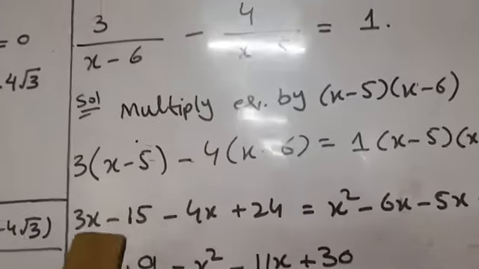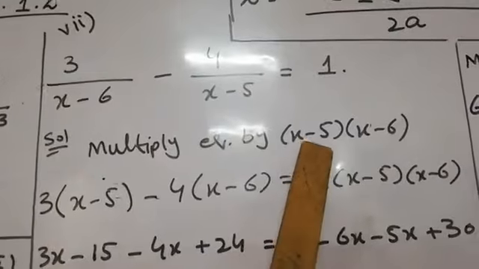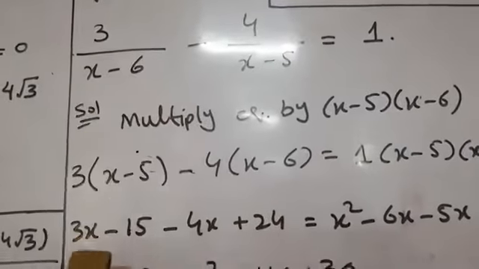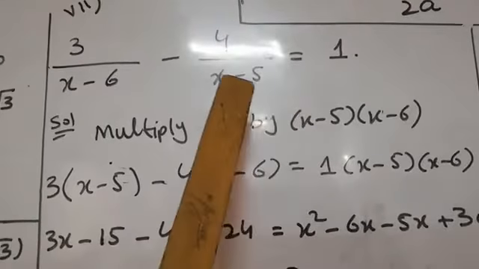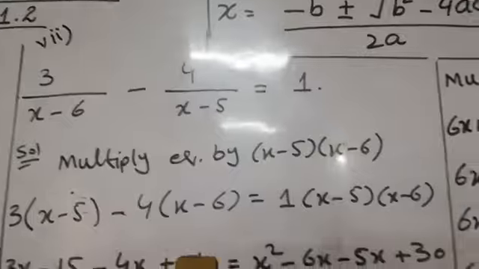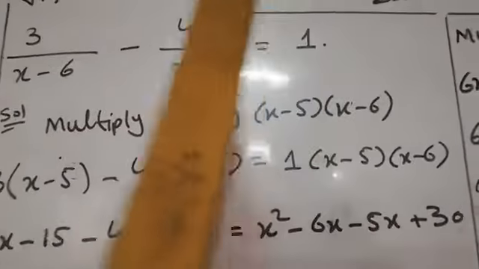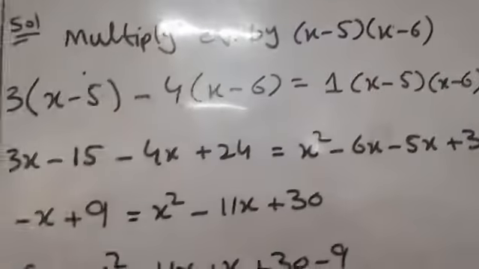After that we will get 3, because x minus 6 will be cancelled by x minus 6. So x minus 5 is multiplied by the numerator: 3 into x minus 5. Here these two values will be cancelled, so x minus 6 will be multiplied by the numerator value 4. And since there is no denominator on the right, we will multiply both values by 1.